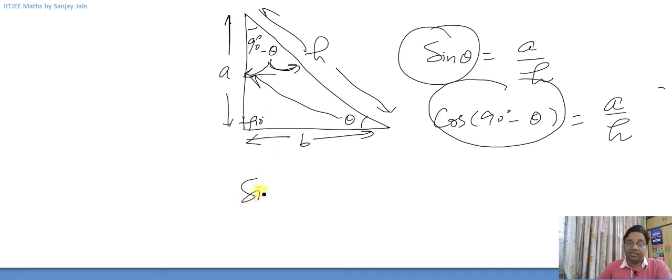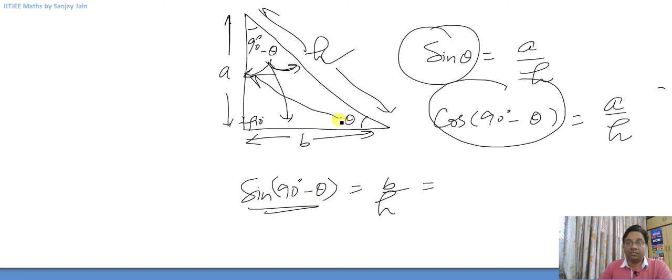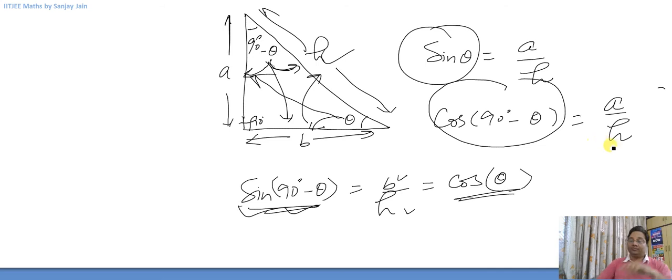Similarly, sine 90 minus theta will be equal to opposite, that is B upon this hypotenuse H, which is equal to cos theta, because cos theta is what? Adjacent, that is B upon this hypotenuse H. So B upon H also happens to be cos of theta. So we can say that sine 90 minus theta is equal to cos theta.